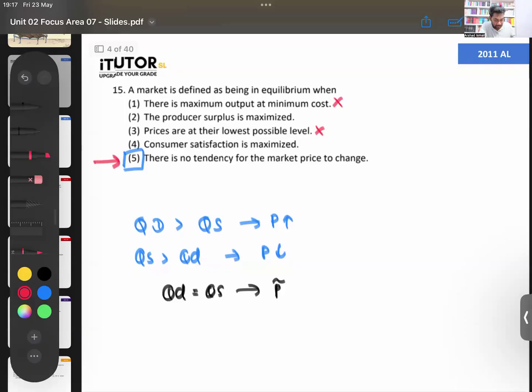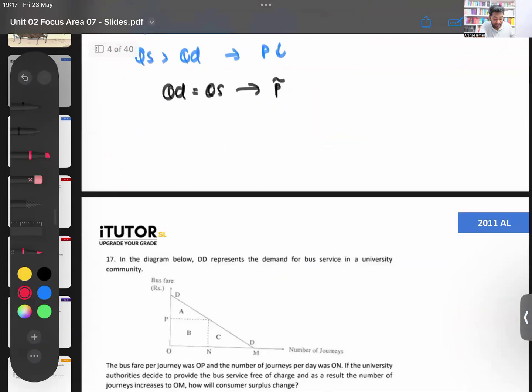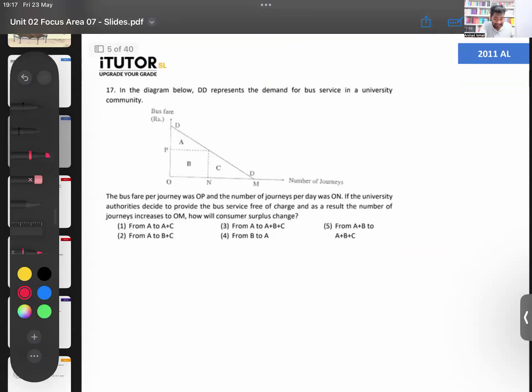Then moving into the next one, 2011, question number 17. The question is asking: the diagram below, DD represents demand for the bus service in a university community. The bus fare per journey was OP. So we'll say my bus fare was 10 rupees. And the number of journeys was ON. So let's say 100 people were going in the bus. If the university decided to provide the bus fare free of charge, what will happen to consumer surplus?